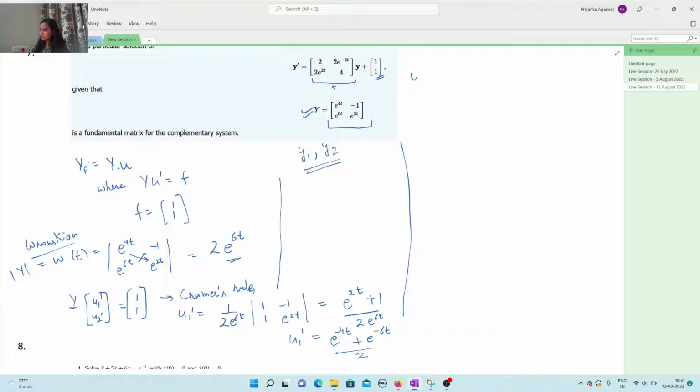Okay, now let's solve this equation. So the given equation is x double prime plus 5x prime plus 6x equals e to the power minus t, where we are given that x of 0 is 0 and x prime of 0 is also 0.